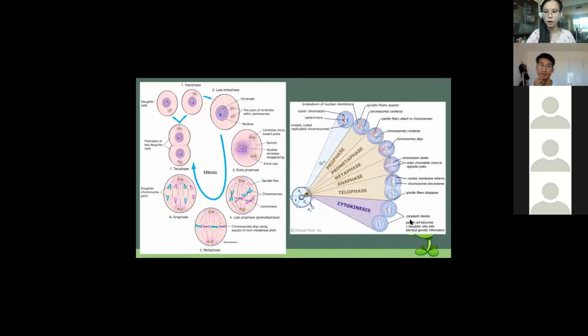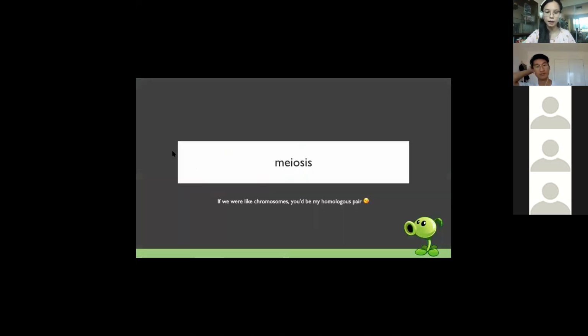So that's some more, lots of diagrams. Anyone have any questions about that, or just before we move on to the really complicated meiosis bit? Yeah, we all good? Nothing?